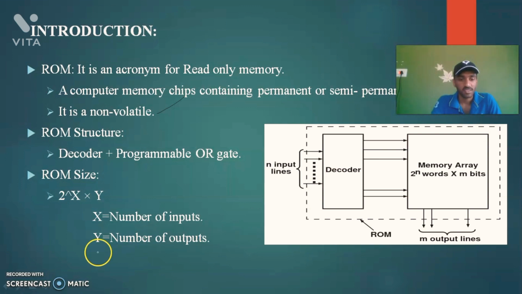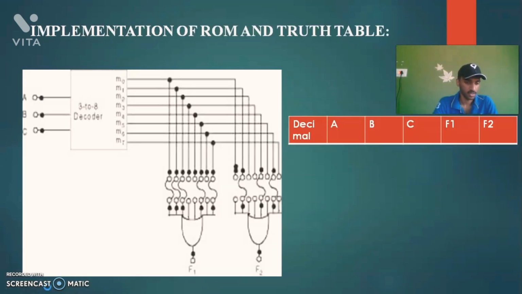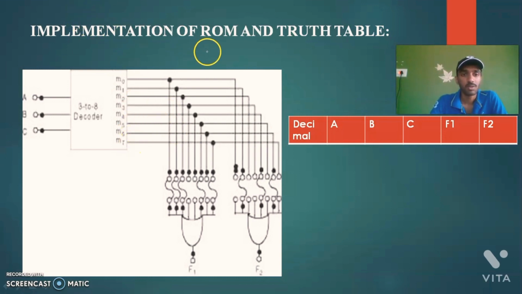So let's see the architecture of ROM, how the ROM can be built to implement any given expressions. So implementation of ROM, as I told earlier, there are three kinds of ROM implementation. One using decoders and OR gates, and one without using OR gates. We can also implement it by using diodes and transistors. So let's come to the first concept.